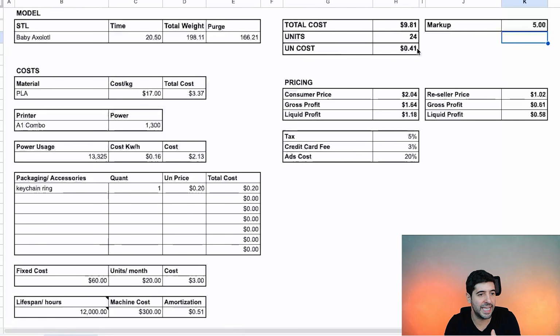The idea here was to bring a very complete spreadsheet with all of the things that you need to look for when you are selling your 3D printed products, so you don't have a sale that you think is giving you a lot of profit, but in reality you're having a loss. And believe me, that happens quite a bit. Okay, so this is the spreadsheet. It's very complete. I hope you like it. If you have any feedback on it, leave it in the comments below.